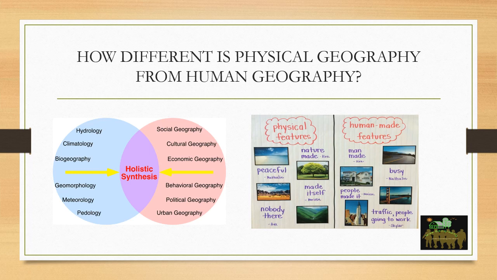Take a look at the subdisciplines on the right. We have social geography, cultural, economic, behavioral, political, and urban. Looking at these, what comes to mind?